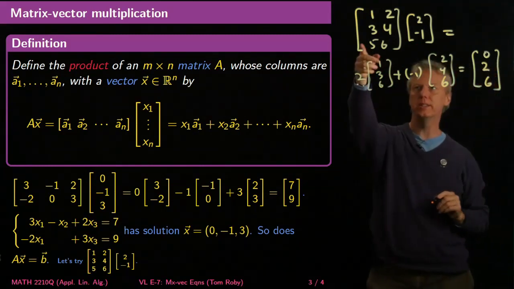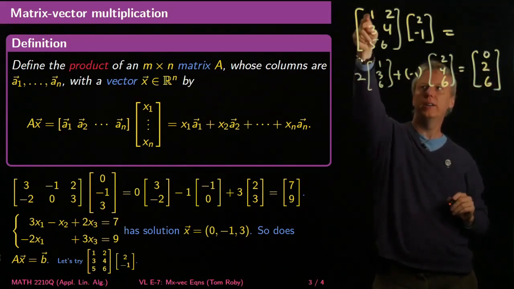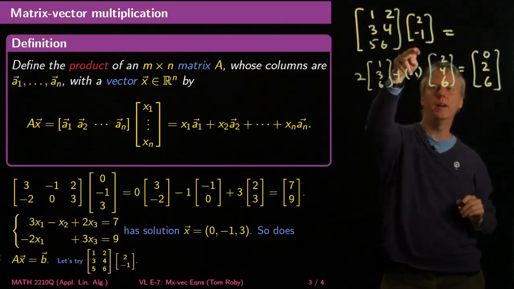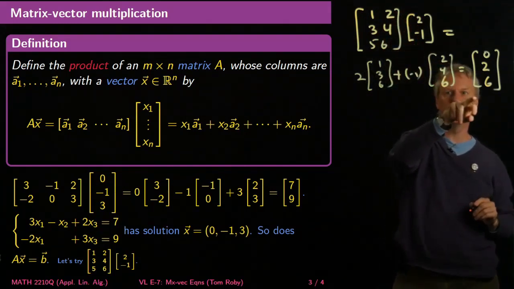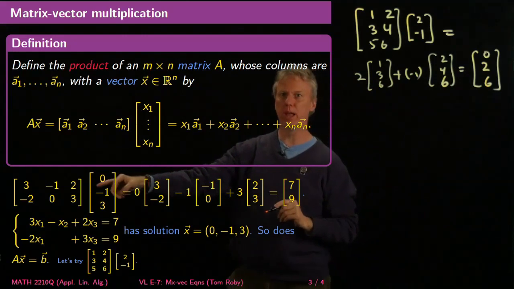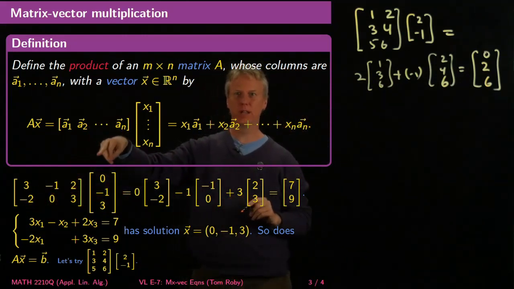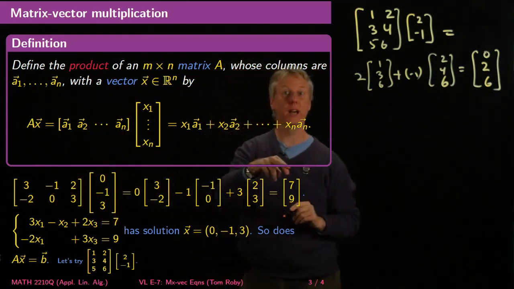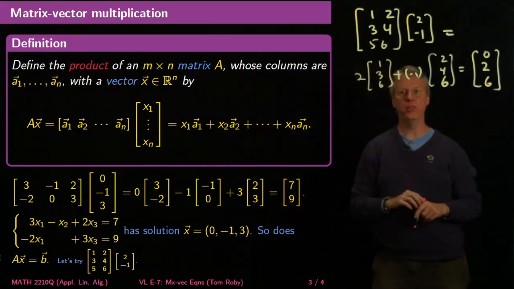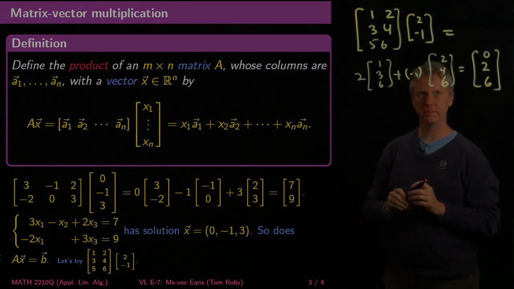Notice that in this example, I had a 3 by 2 matrix. I multiplied by a vector of length 2, and I got a vector of length 3. In the other example, I took a 2 by 3 matrix and multiplied by a vector of length 3 and got a vector of length 2. Those things are not accidental.